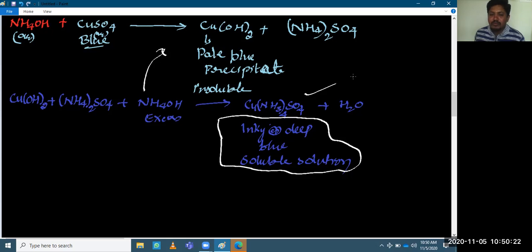So this is what we covered about the observations as well as the chemical behavior of ammonium solution with different kinds of salts and ammonium solution with acids, and how ammonia behaves as a basic compound. In the next class, we'll learn about the chemical properties of ammonia as a reducing agent.